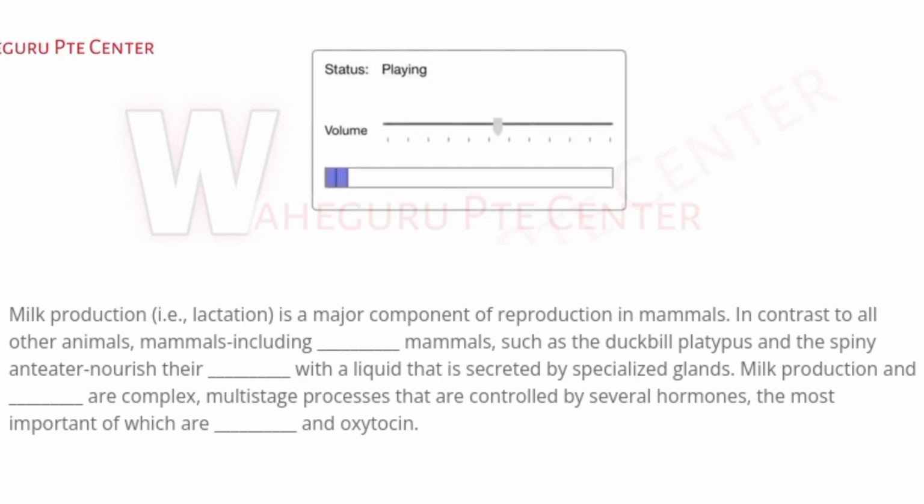Milk production, that is, lactation, is a major component of reproduction in mammals. In contrast to all other animals, mammals, including primitive mammals such as the duckbill platypus and the spiny anteater, nourish their offspring with a liquid that is secreted by specialized glands. Milk production and secretion are complex, multi-stage processes that are controlled by several hormones, the most important of which are prolactin and oxytocin.